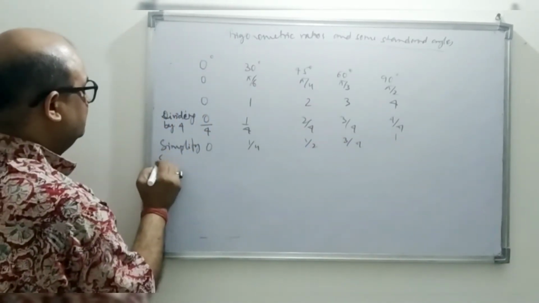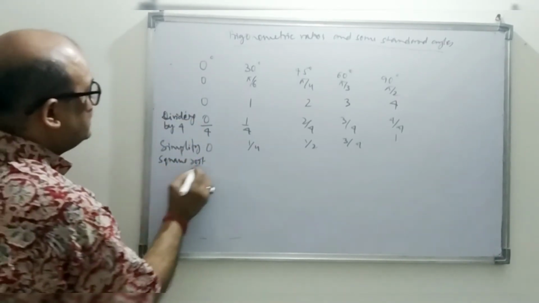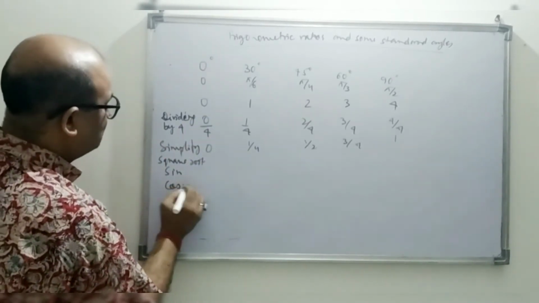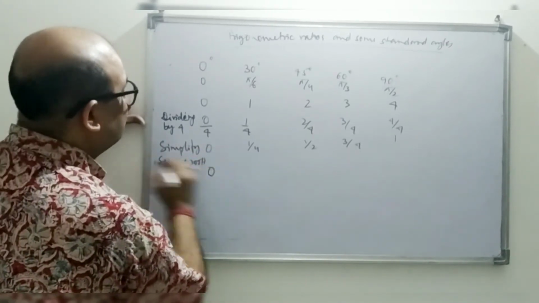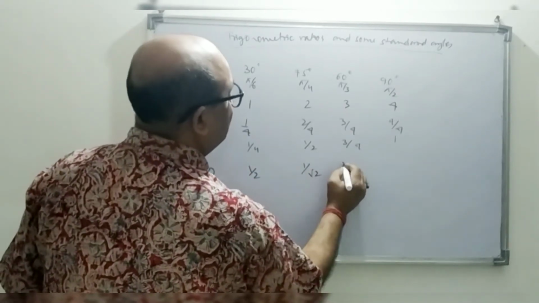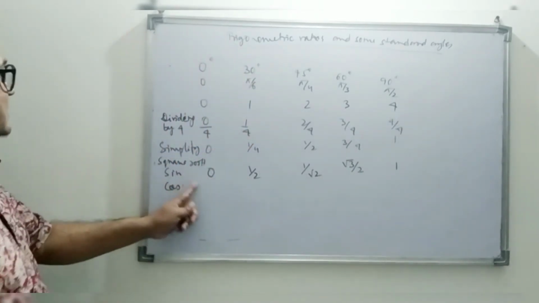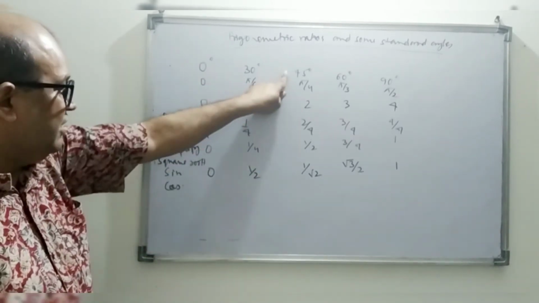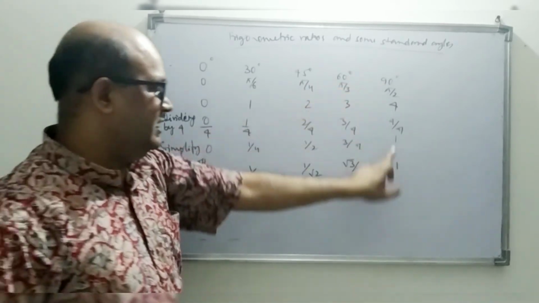Now take the square root of it. This gives your value of sine. If you take the square root, it will give the value of sine: square root of 0 is 0, then 1 by 2, 1 by root 2, root 3 by 2 and 1. So sine 0 degree equals 0. Sine 30 degree equals 1 by 2. Sine 45 degree is 1 by root 2. Sine 60 is root 3 by 2 and sine 90 is 1.